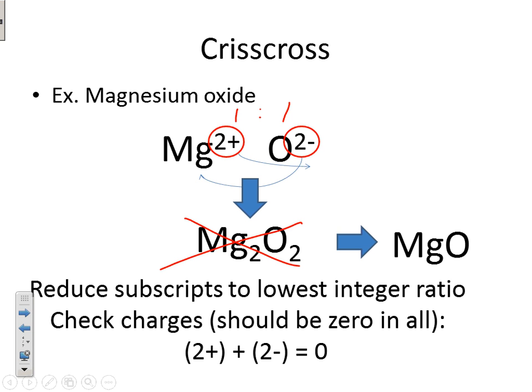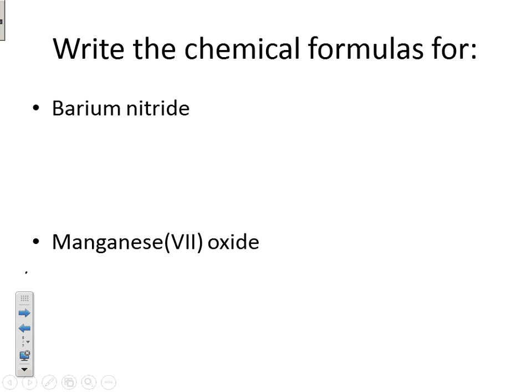Check, do the charges cancel? Yes, they do, right? Plus 2 cancels out with a minus 2, so we're good. So writing the chemical formulas, and we just have a couple of other examples so that you hopefully feel pretty comfortable with this. Barium nitride.